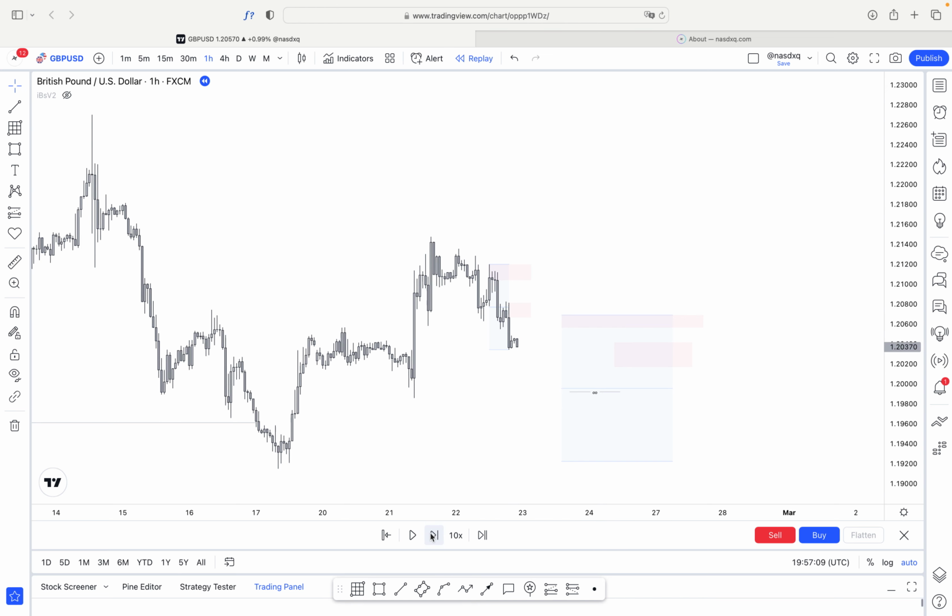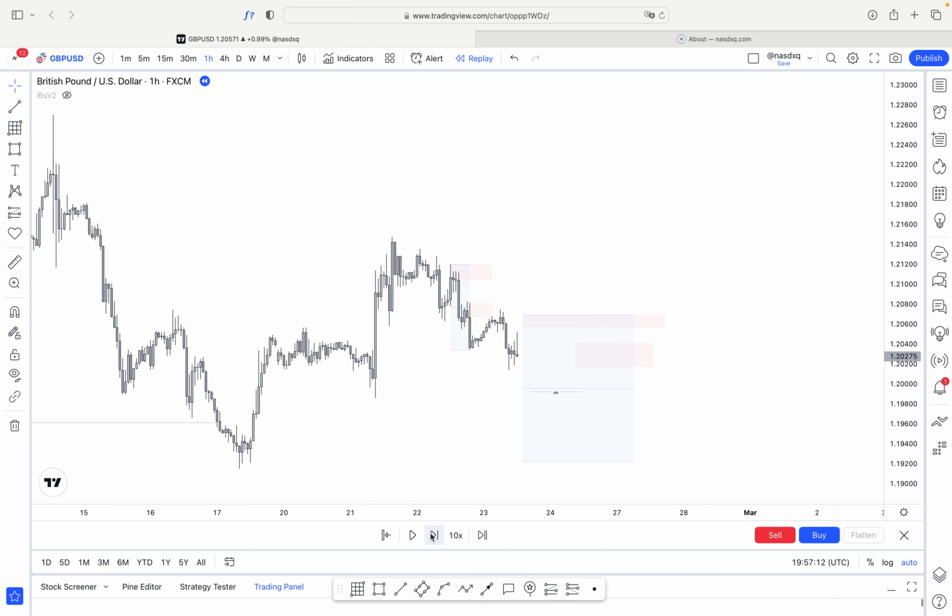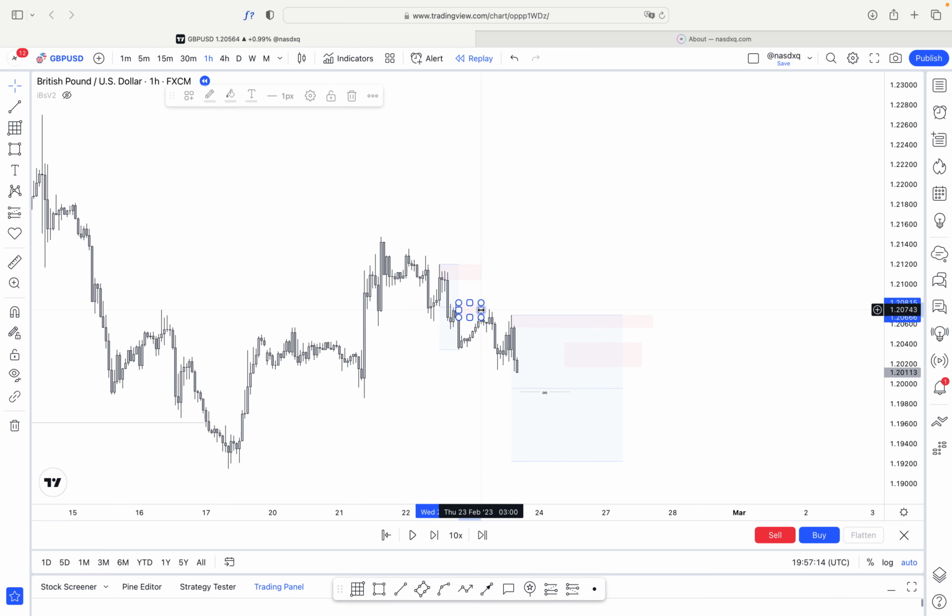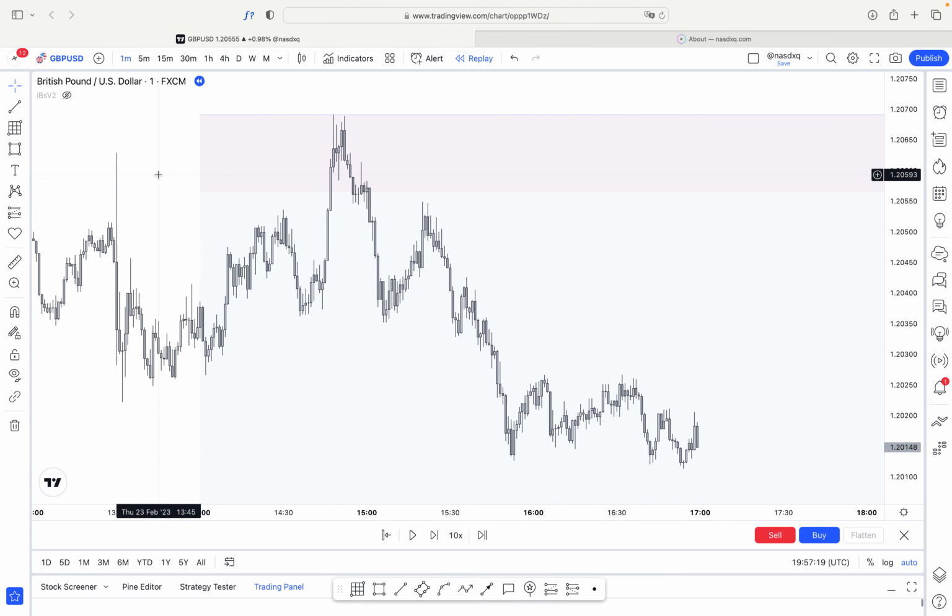Let's see if we get a nice respect. We've got a beautiful mitigation there. And if we have a look on the lower time frames, could we have got an entry?